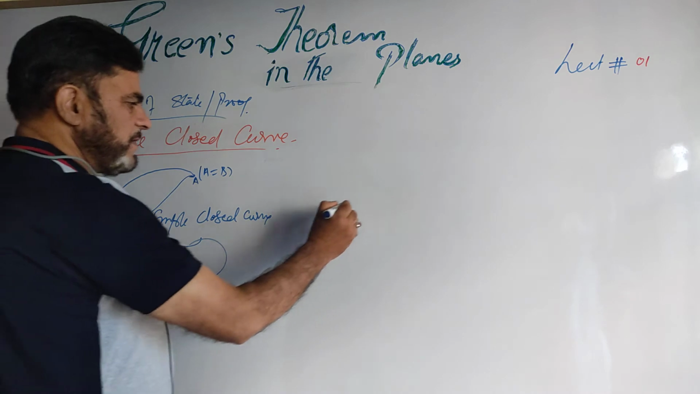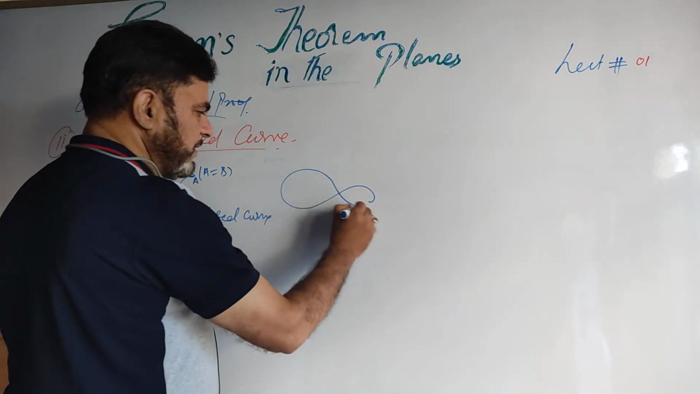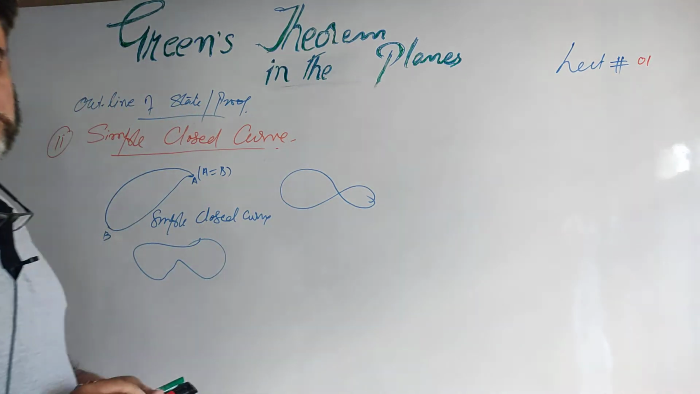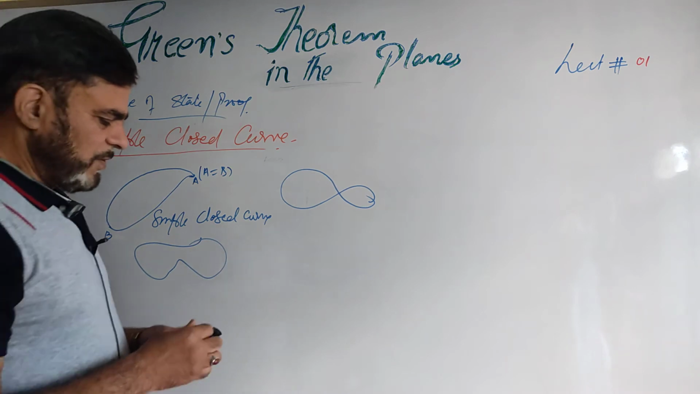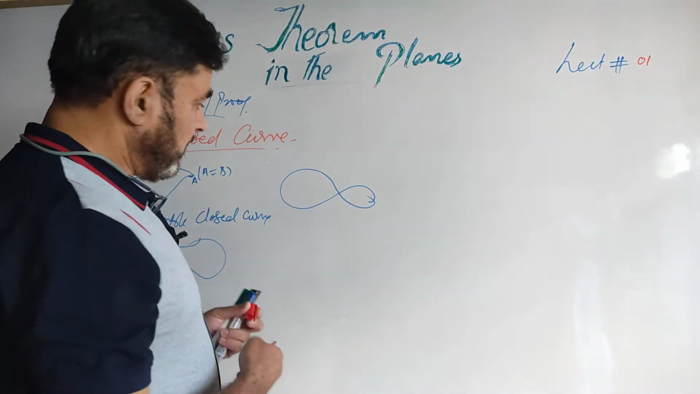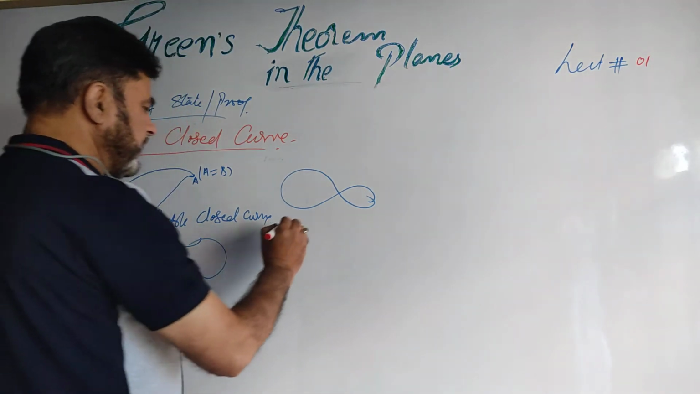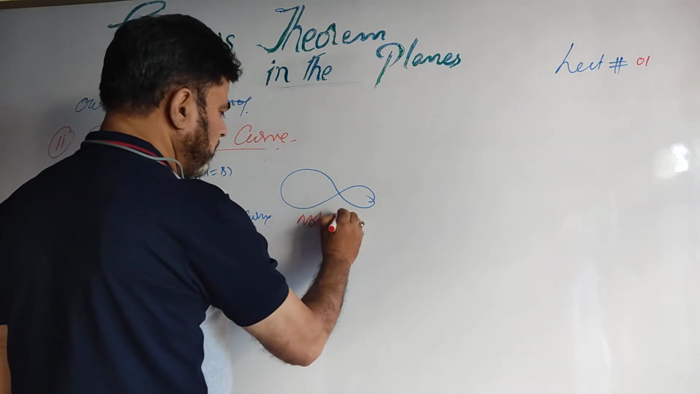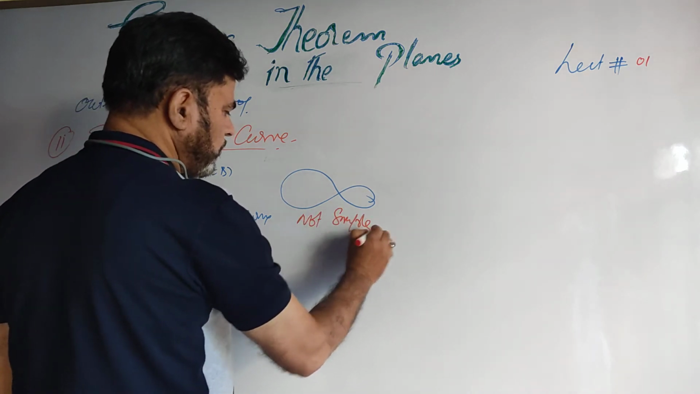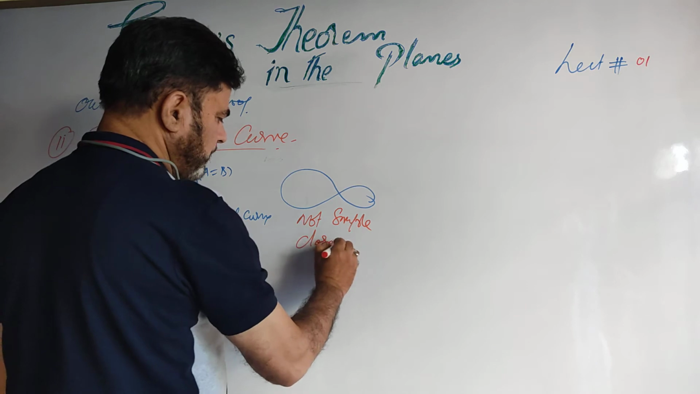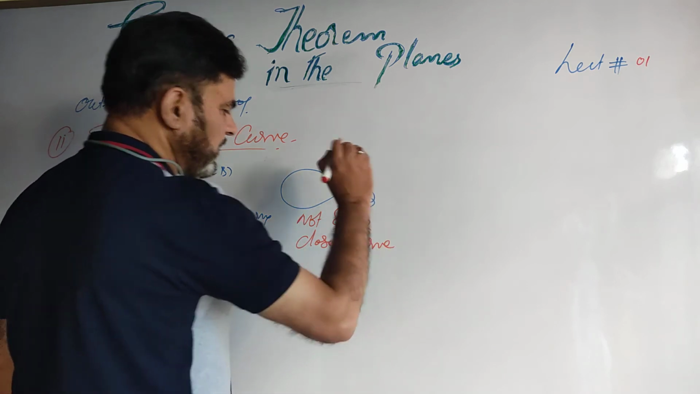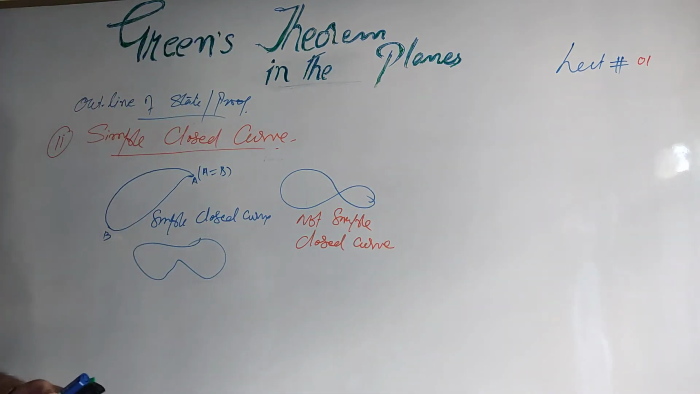But in some cases you also have a closed curve like this, which intersects itself at one point. So we say this curve is closed, but it is not a simple closed curve.